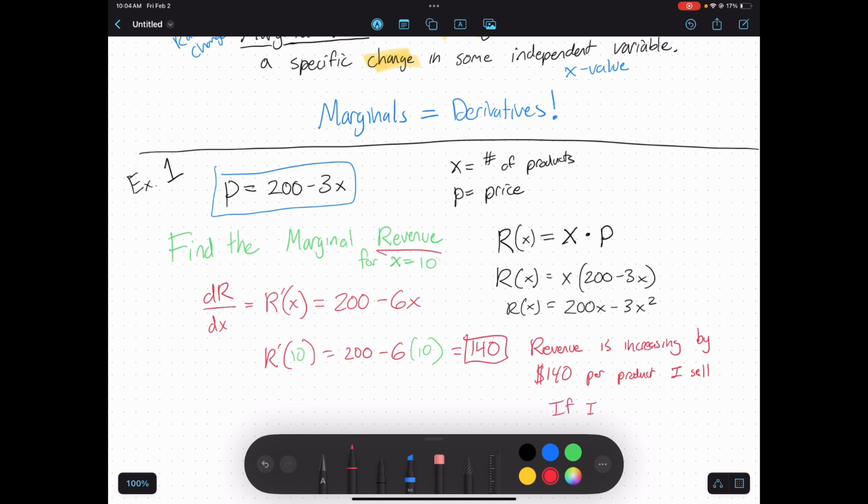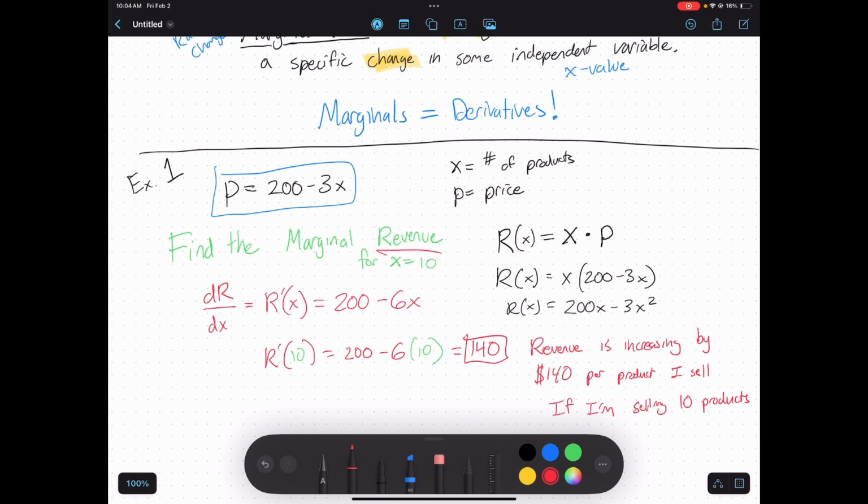If, of course, this is at a specific point, right? So this is if I'm selling 10 products. Okay. So that's what this 140 means.